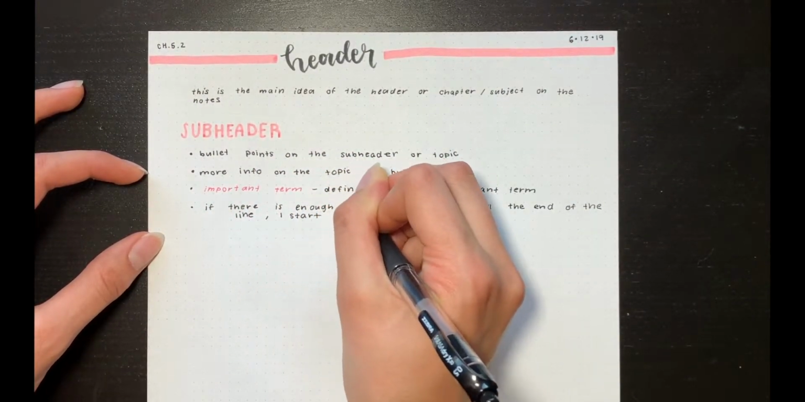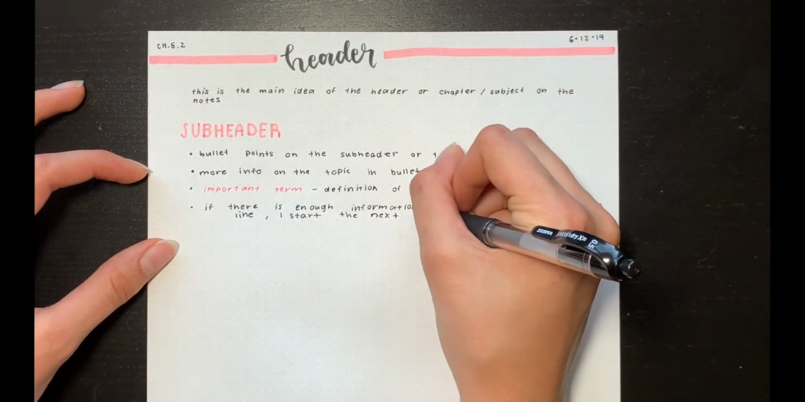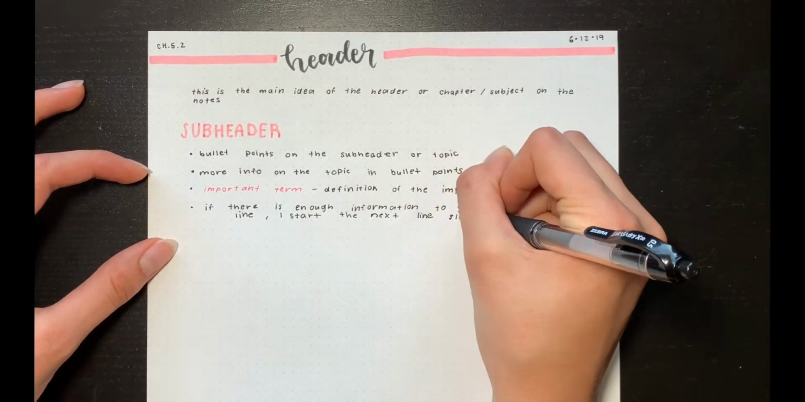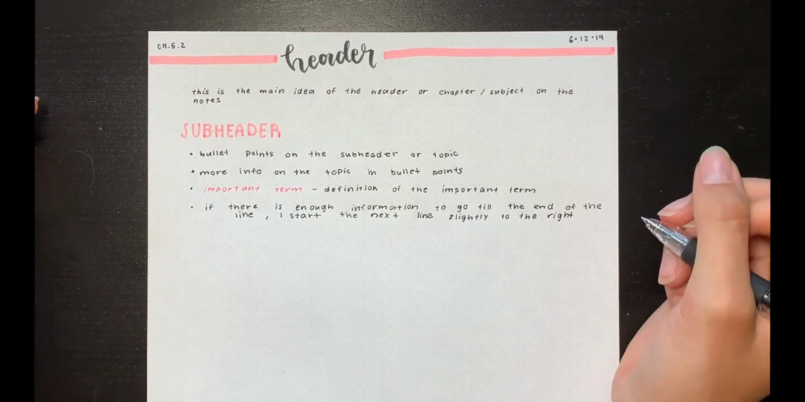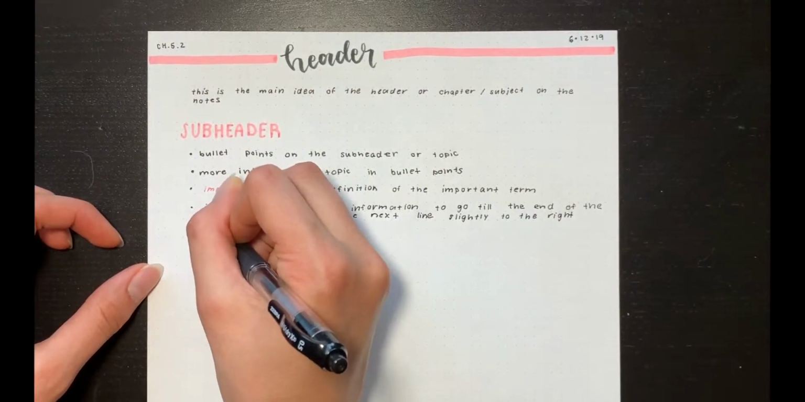And then if there's enough room or information on a bullet point to go to the very end of the page, I typically start the next line slightly over to the right, just to kind of define where the bullet point starts and the amount of text. It kind of just looks more defined.